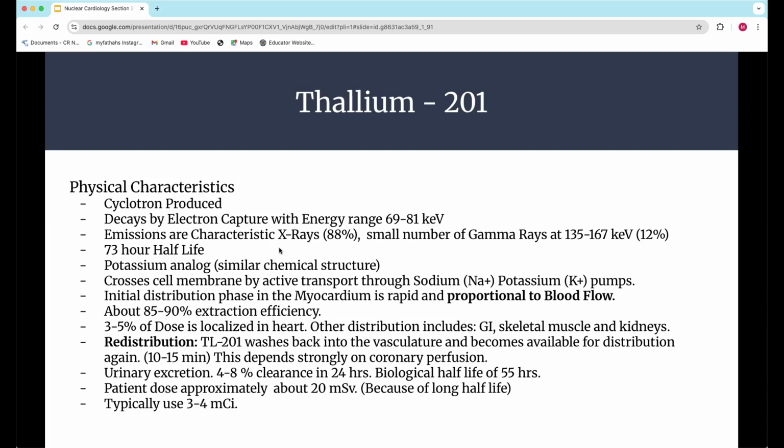It has about an 85 to 90% extraction efficiency, which just means that when it goes into the system, 85 to 90% of it actually gets into the myocardium, and that's what we use for imaging. Some distributes around the rest of the body, and that's what I put right here. The other distribution includes GI, skeletal, things like that. So it's really good at getting in there fast. Even so, you still only have about 3 to 5% of the dose localized in the heart. So it's not a lot.